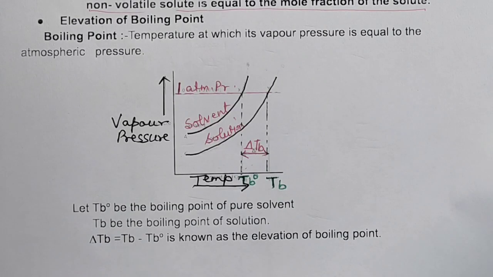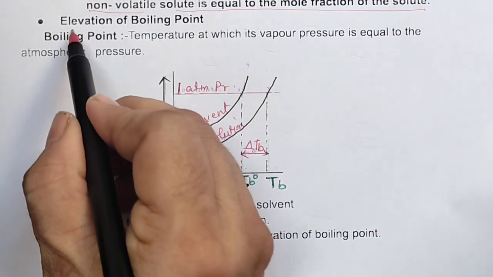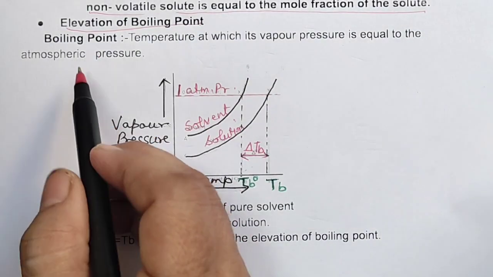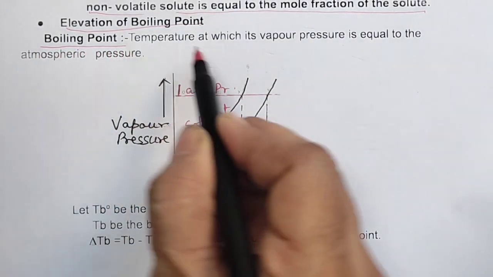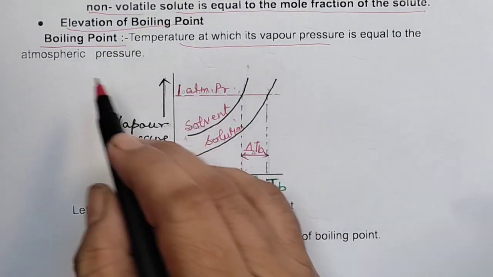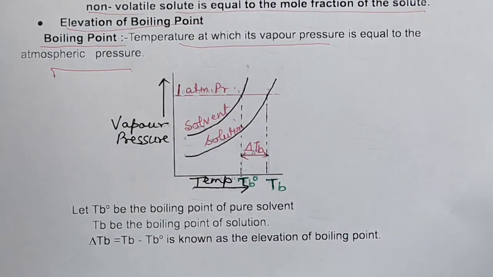Next colligative property, children, is elevation in the boiling point. For that, first we should know what boiling point is. Boiling point is defined as that temperature at which the vapor pressure of the liquid becomes equal to the atmospheric pressure. Atmospheric pressure is 1 atm. So if the vapor pressure of the liquid becomes equal to the atmospheric pressure, that temperature at which both become equal is called the boiling point.